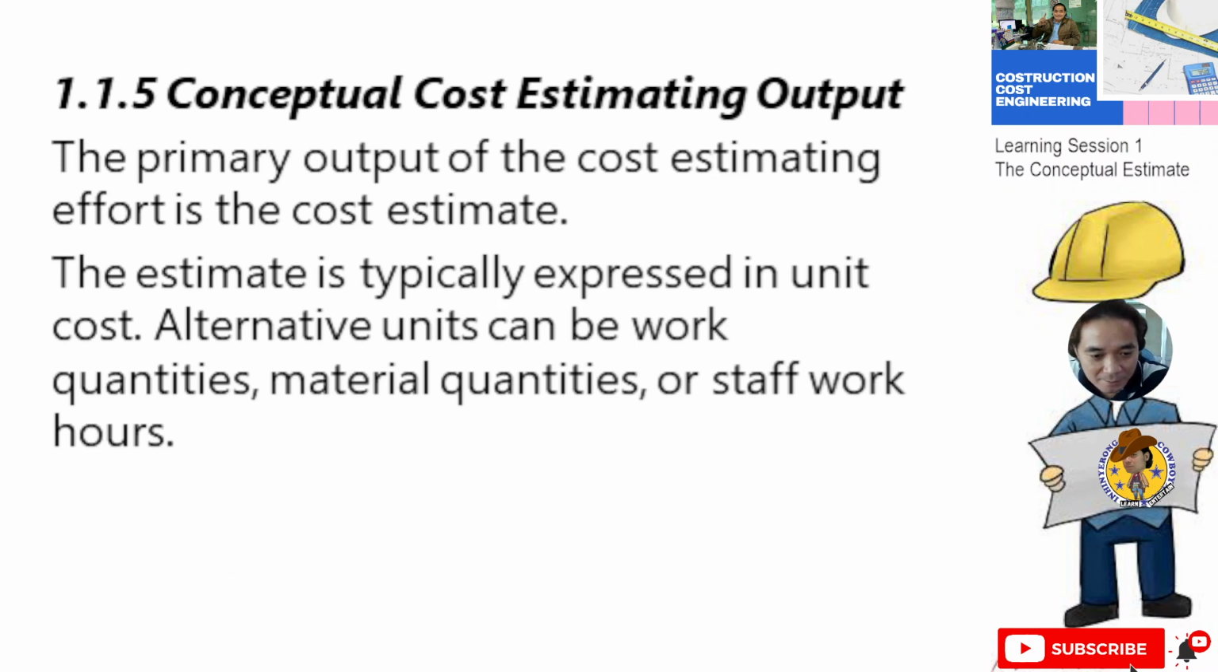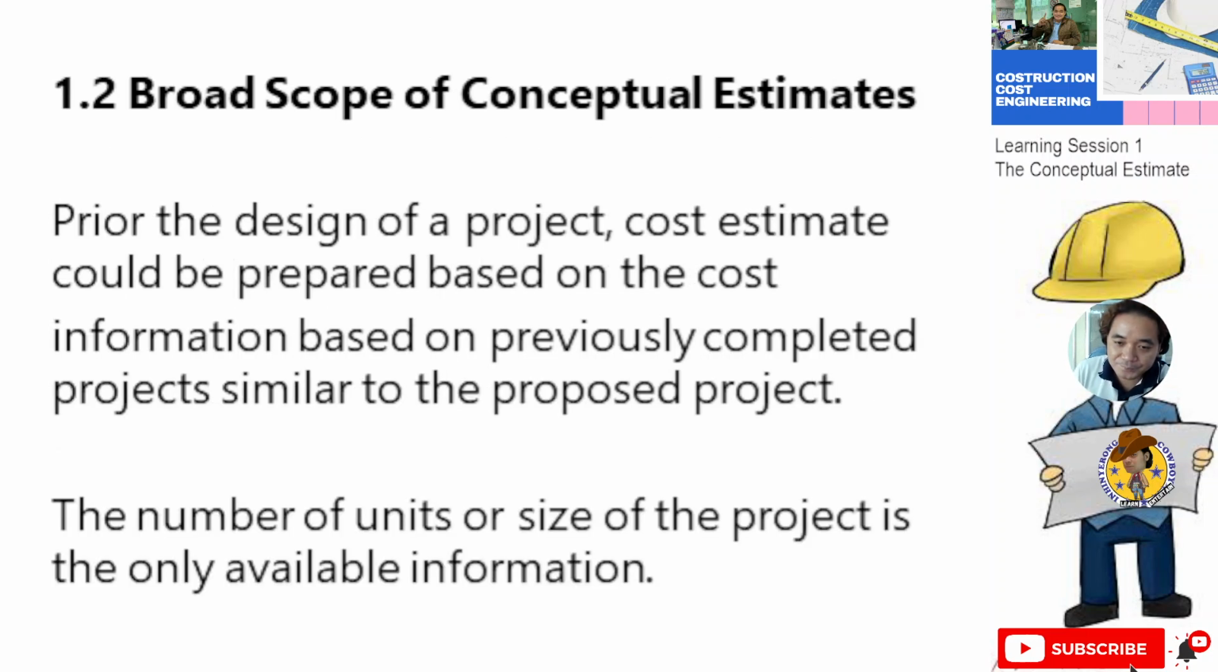Okay, we have number 5, conceptual cost estimating output. The primary output of the cost estimating effort is the cost estimate. The estimate is typically expressed in unit cost. Alternative units can be work quantities, material quantities, or staff work hours.